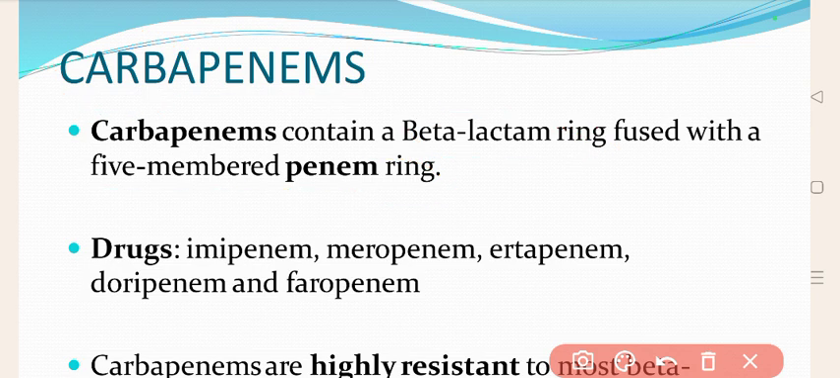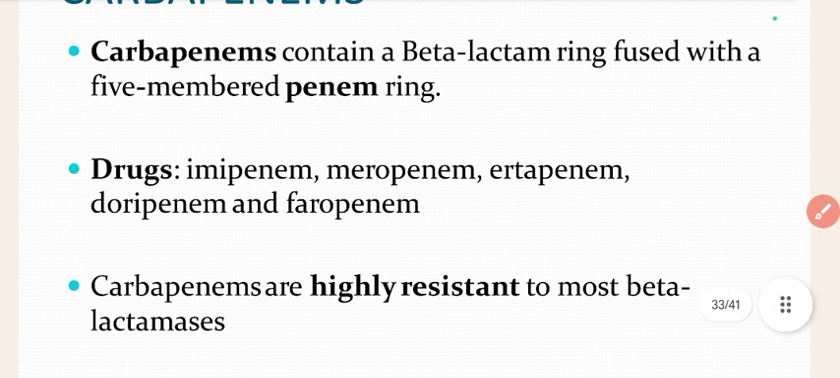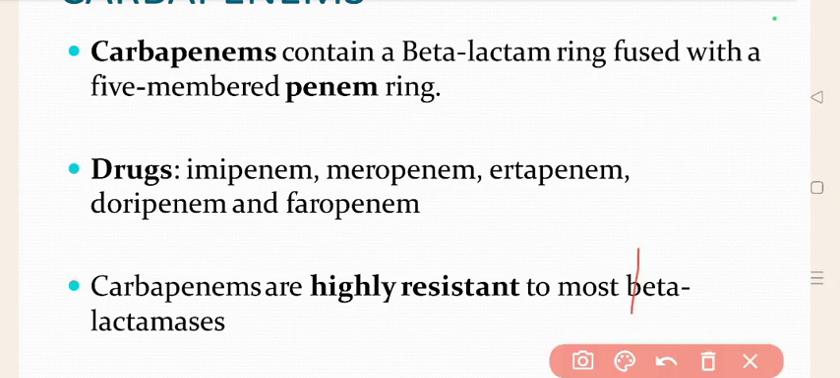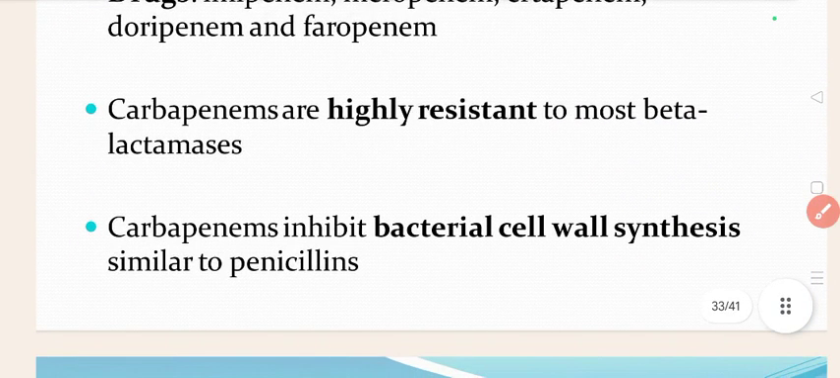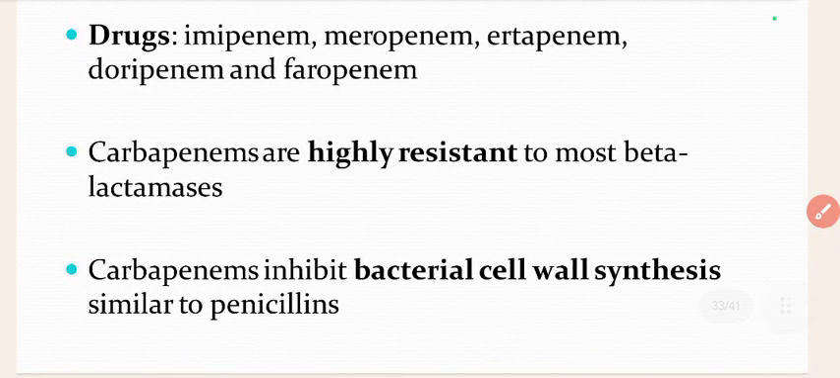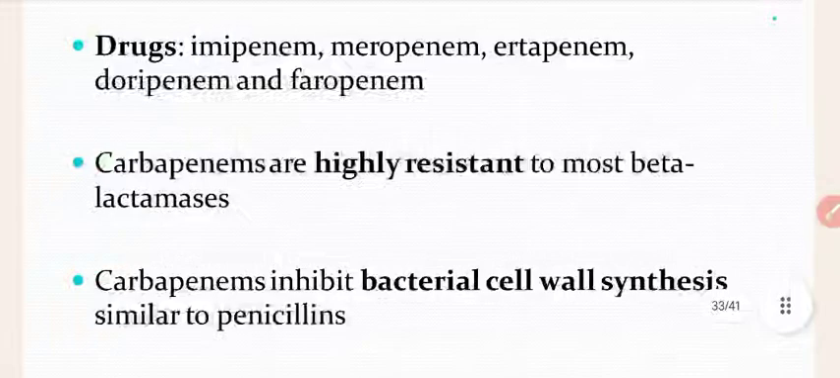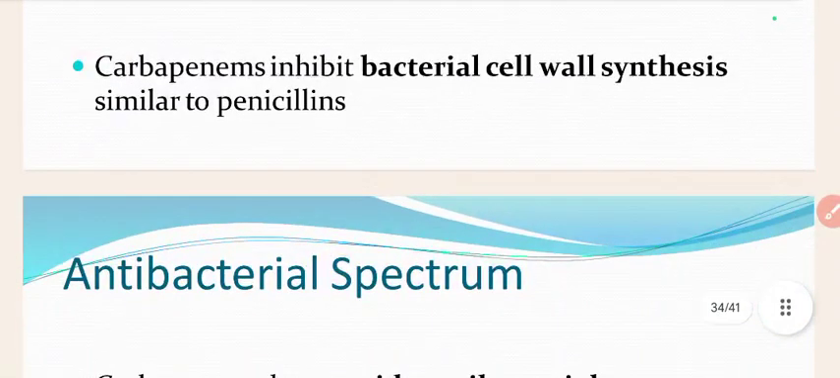In that category, we have drugs like imipenem, meropenem, ertapenem, doripenem, and faropenem. These are the different penems that we have. Most commonly used are imipenem and meropenem. Carbapenems are highly resistant to most of the beta-lactamases, and the mechanism of action is similar to penicillin: they inhibit bacterial cell wall synthesis.